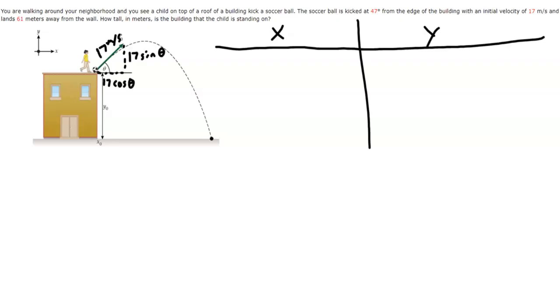Now, it tells us that the ball lands 61 meters away. That distance is 61 meters. Now, if we start analyzing our data for the two directions, we have constant velocity motion in the x direction, in the horizontal direction. So we could use a constant velocity equation.